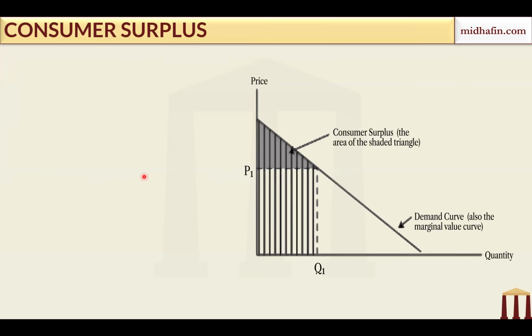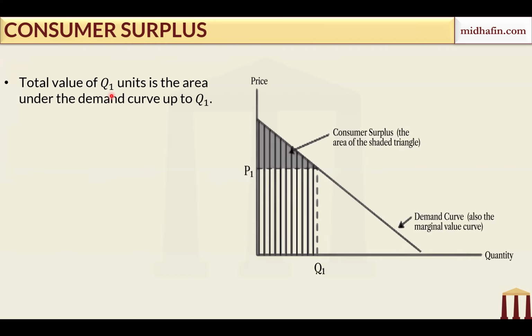Now if you want to measure the total value a consumer gets from buying Q1 units, this is the demand curve, which we interpreted as the marginal value curve. The total value the consumer gets from buying Q1 units is the area under the demand curve up to Q1. So this entire dashed area, where you have vertical lines, is the total value that the consumer is getting, the total value of the full bundle of Q1 units.